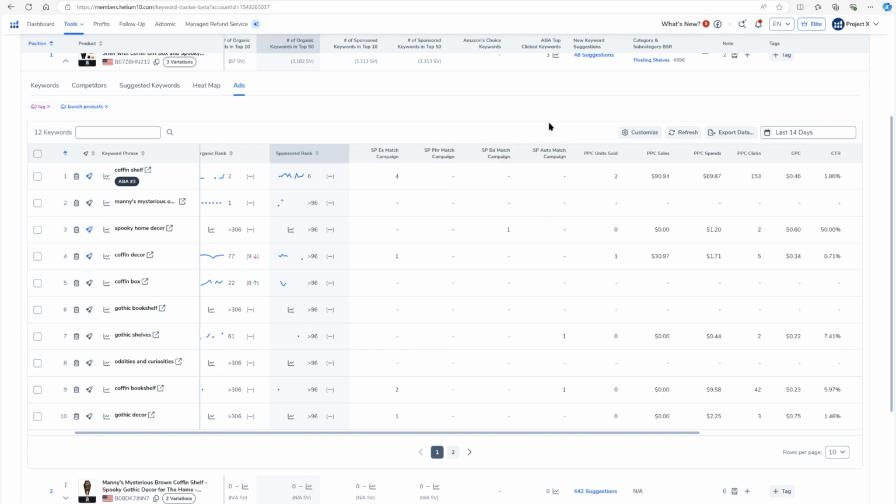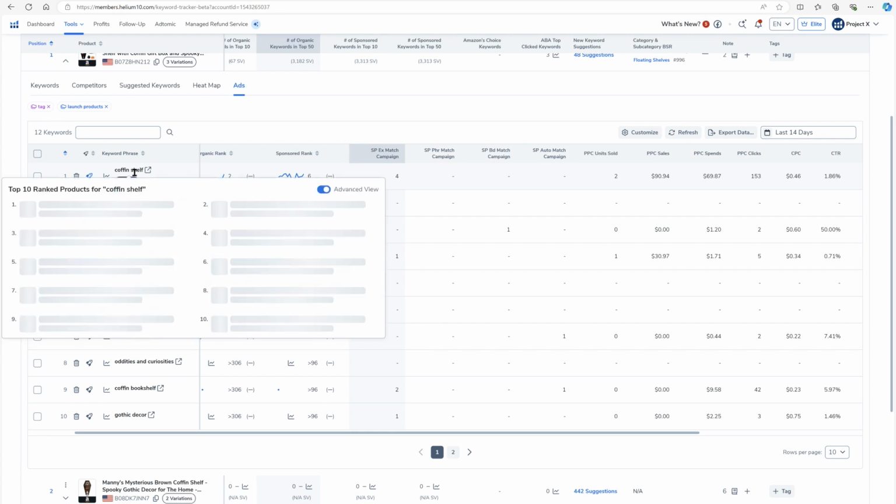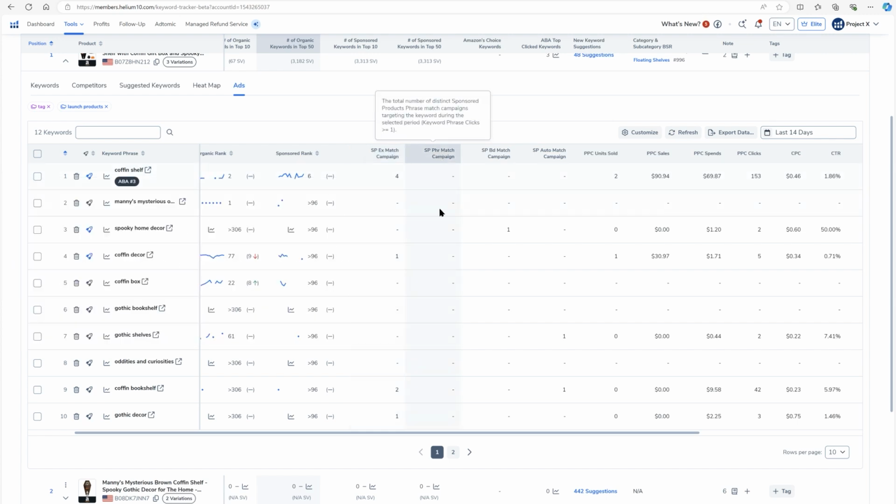For example, how many campaigns got at least one impression with this keyword? Right? And I can see, wow, I've got 4 campaigns that have the words coffin shelf in it. How many phrase campaigns, how many phrase targets did I have? I've got 0 for all of my keywords. How many broad campaigns did I get impressions on for these keywords? What about auto campaigns? Did I show up or get any clicks for an auto campaign that had this keyword?